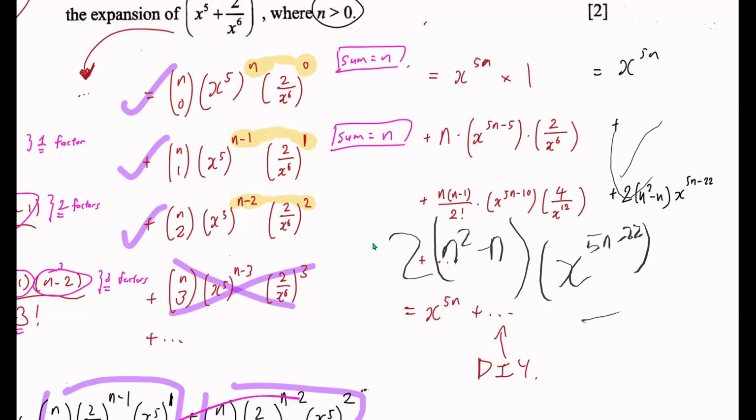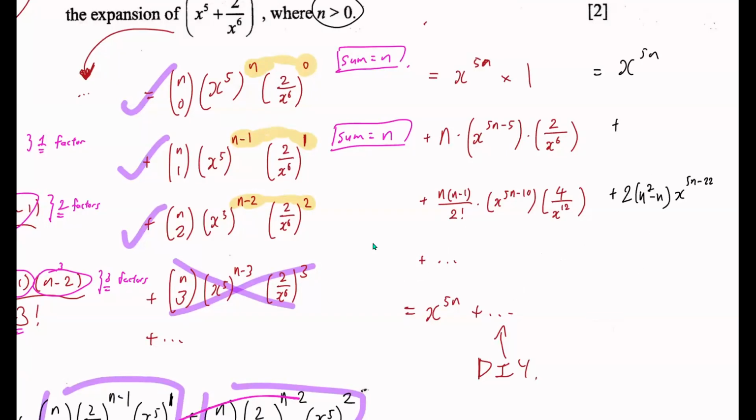And can this be made simpler? No, I think it's quite simple already. If you want, you can factor out the n from n squared minus n, but not necessary. The main point is you want to convert into a single base x with a power. And the other one, this will become 2n. Then you have x to the power 5n minus 5. x to the power 6 goes up, becomes x to the power negative 6. So 5n minus 5 minus 6, which becomes minus 11.